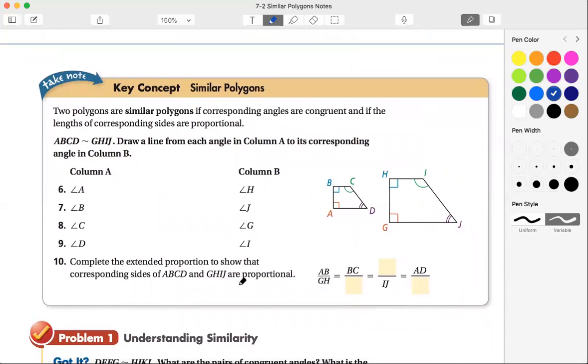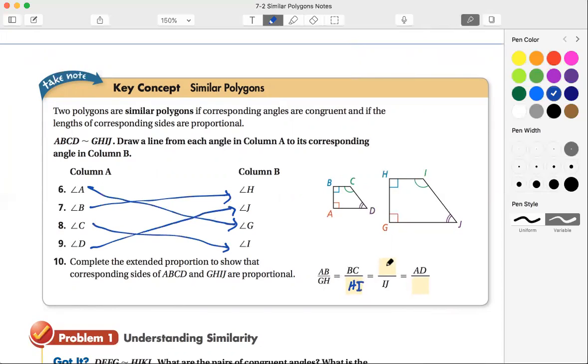Okay. So two polygons are similar polygons if corresponding angles are congruent and if the lengths of the corresponding sides are proportional. So draw a line from each angle in column A to its corresponding angle in column B. So A corresponds to G. B corresponds to H. C corresponds to I. And then D corresponds to J. So complete the extended proportion. So AB must be to GH, as BC is to HI, as CD is to IJ, as AD is to GJ.